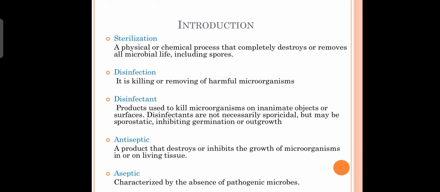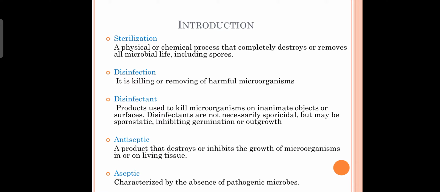Second one is disinfection. It is killing or removing of harmful microorganisms. So it is also a process where you can kill the microorganism or remove the microorganism. The next one is disinfectant. It is a product used to kill microorganisms on inanimate objects or surfaces, and disinfectants are not necessarily sporicidal but may be sporostatic, inhibiting germination or outgrowth. It means for doing the disinfection process, the product we are going to use is called a disinfectant.